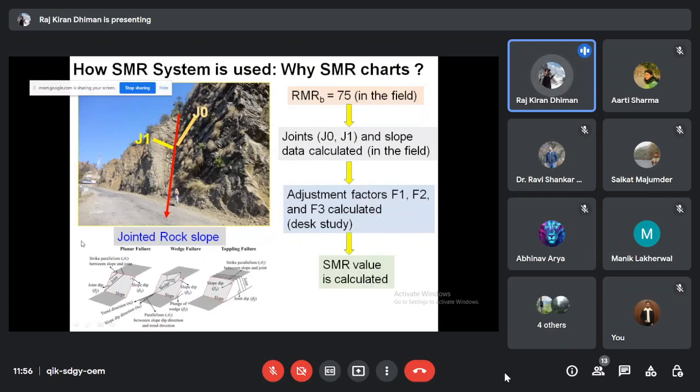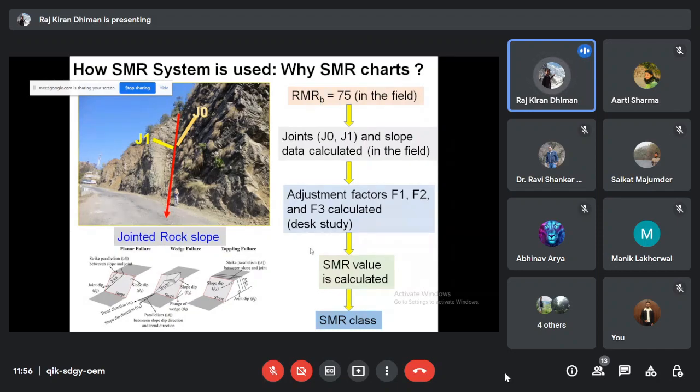I have shown in this figure planar, wedge, and toppling. You can see that we can calculate the SMR value for planar, wedge, and toppling individually, and then we use Romana's table for classification of the SMR class. So this is just an example of how it was used.